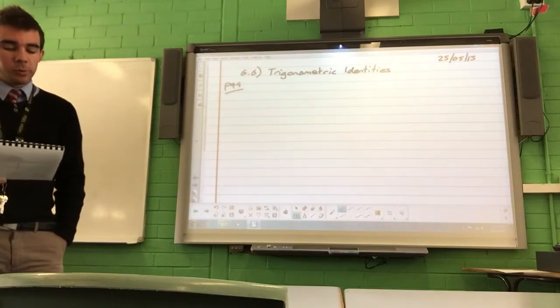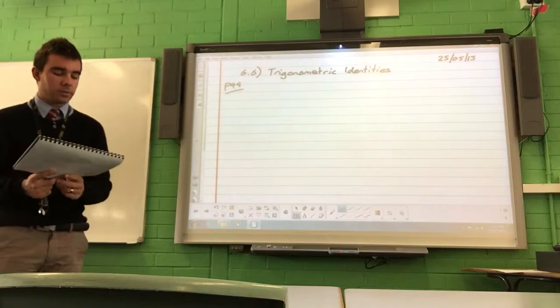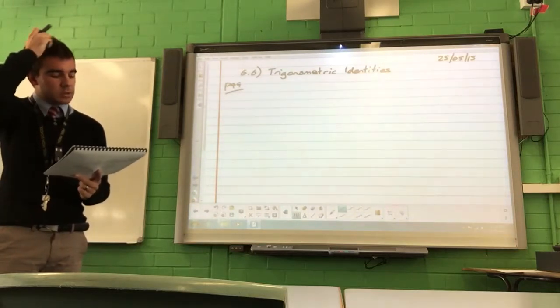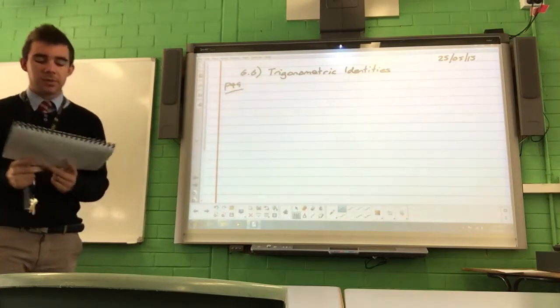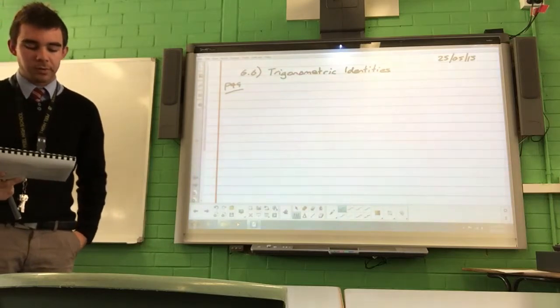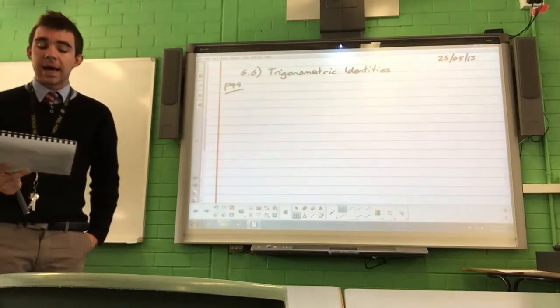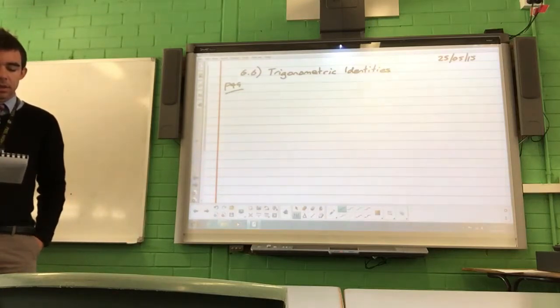We also looked at complementary angles. So we looked at sine of theta, which is equal to cos of 90 take away theta. We had cosec theta, which is equal to sec of 90 take away theta. And we have tan of theta, which is equal to cot of 90 take away theta. And we've done that proof earlier on in the topic. Right, the last couple of lessons, we were looking at angles of any magnitude.